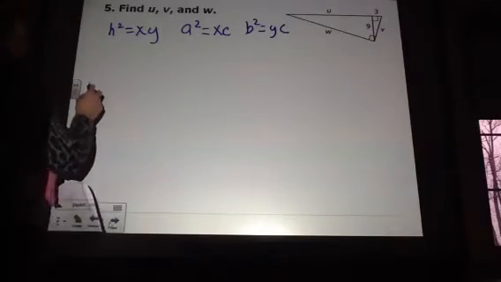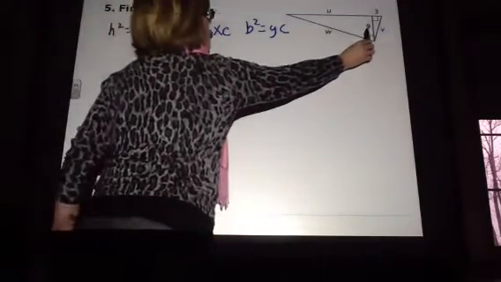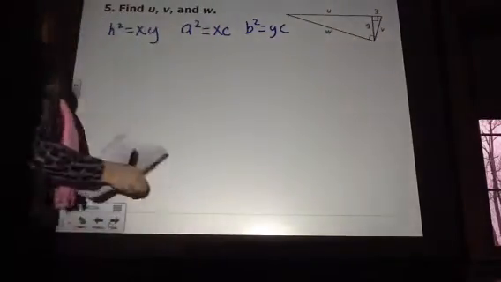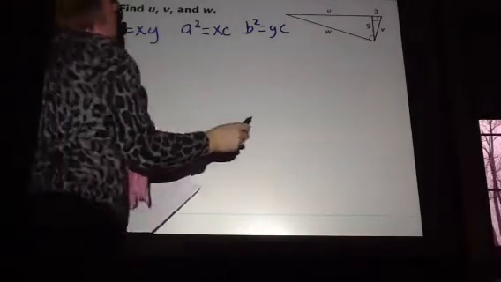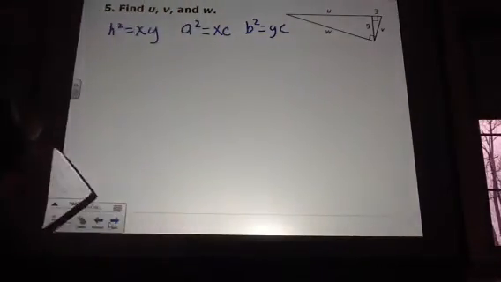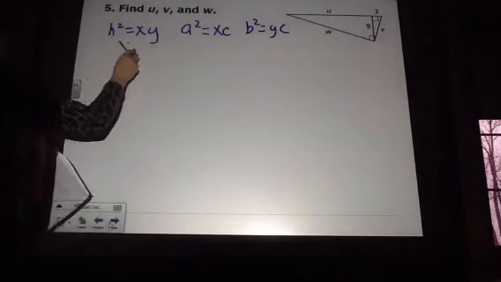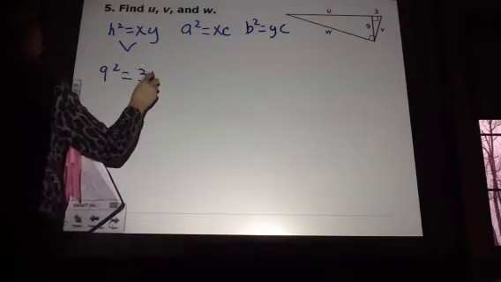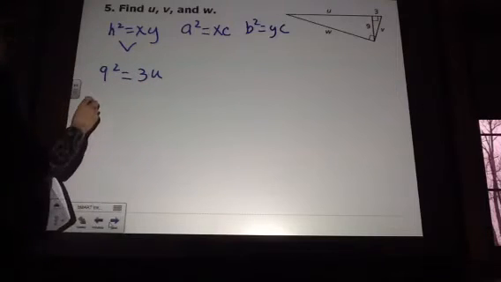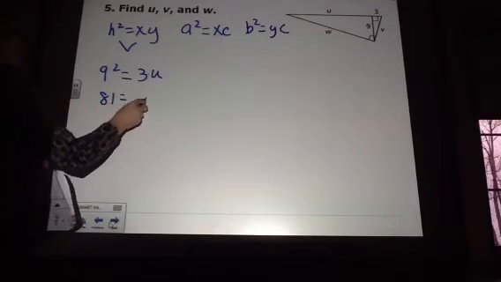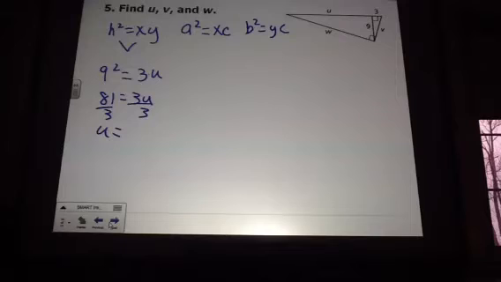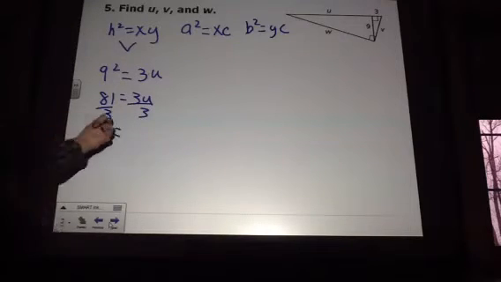The hypotenuse is 9. Okay, so the hypotenuse squared is 3 times u. Remember, when you look at the corollary, this would be y and 3 would be x. So we can say by using this that the hypotenuse squared equals 3 times u. So 9 squared is 81, divided by 3. U equals 27.